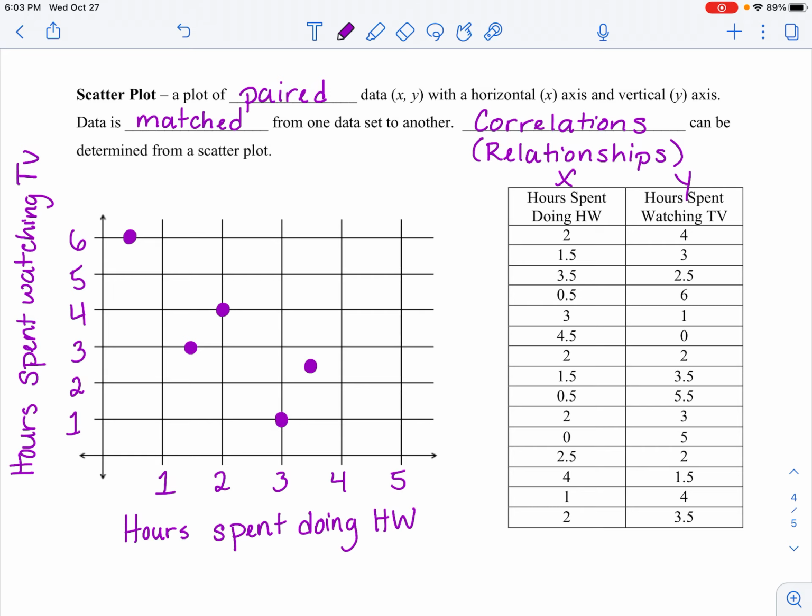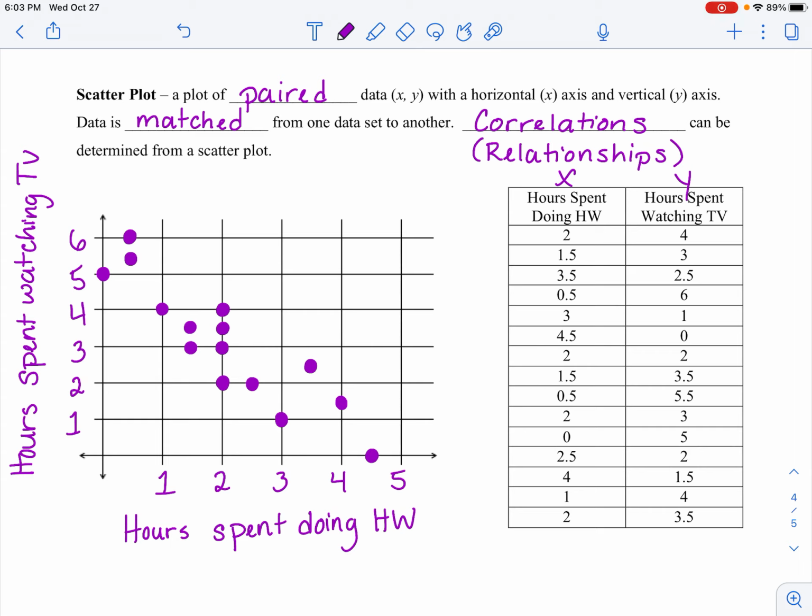Sorry, if I had a faster way to do this, I would. 4.5, 0. 2, 2. 1.5, 3.5. 0.5 and 5.5. 2 and 3. After 2, 3 is 0, 5. And then 2.5, 2. There we go. 4, 1.5, over 4, up 1.5. 1, 4. Last point is 2, 3.5, right there in the middle.